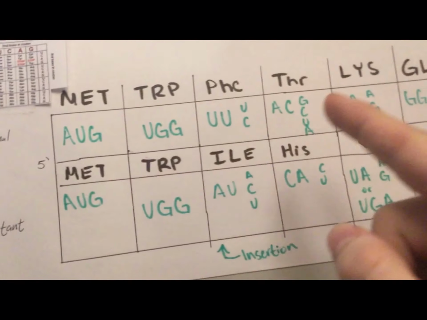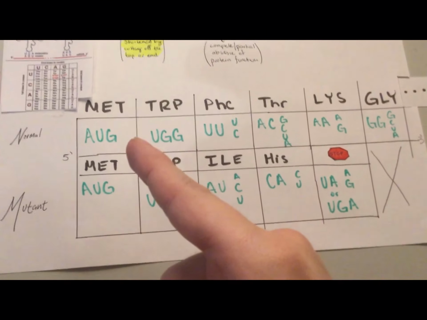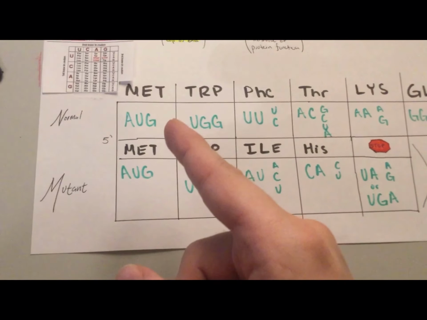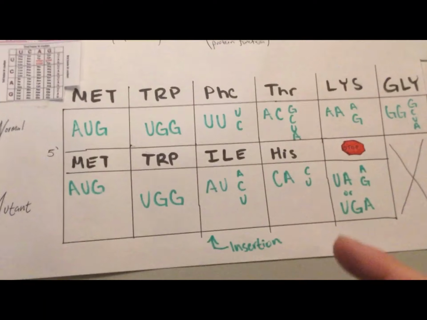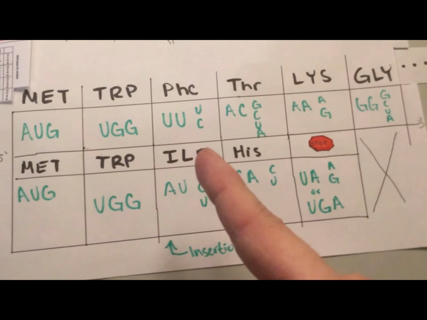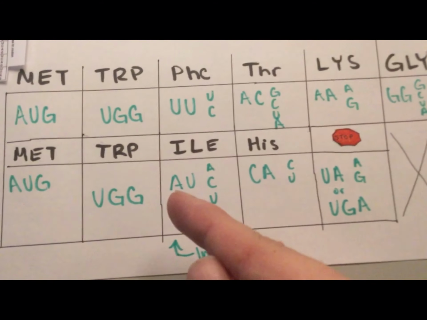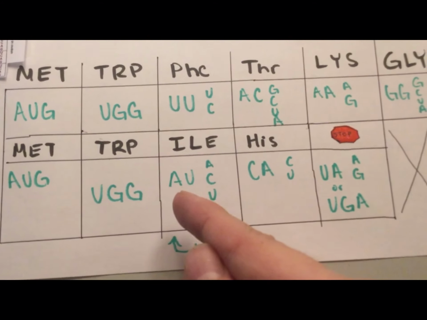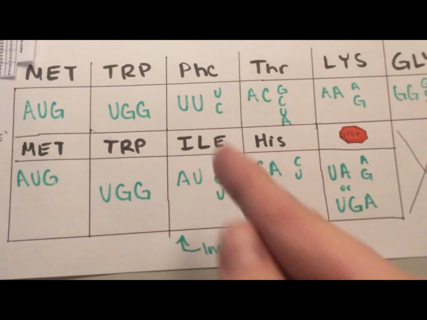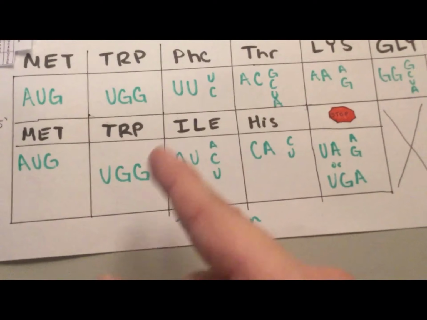Now that we have all of the codons that match the amino acids, we need to figure out where there's a difference between the normal strand and the mutant strand. If you see, methionine and tryptophan are the same, but then there's a difference between these two amino acids, and it's because there's an insertion here, because we can see that there's a U and a U, and then a U and a U. So this is where the insertion is.